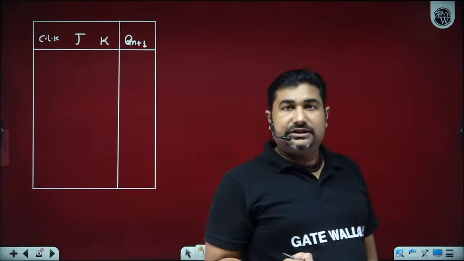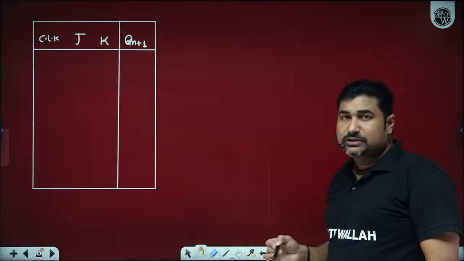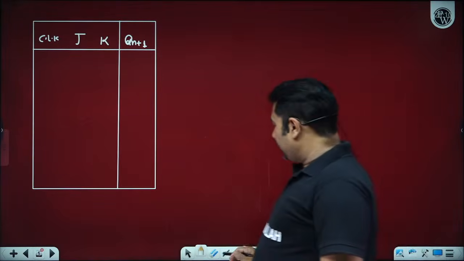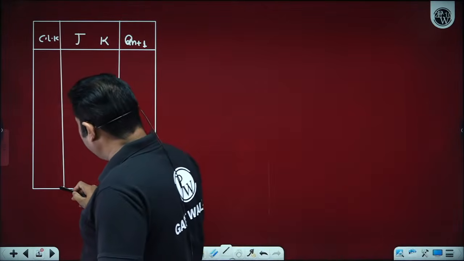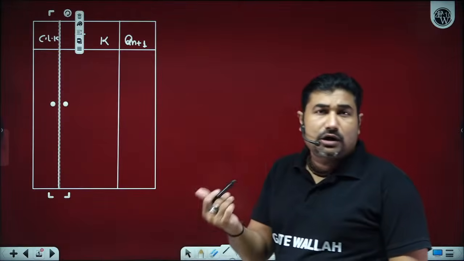I need your attention, beta ji. Please observe, everyone please observe very carefully. Now with a clock, how many possibilities? Either the clock is low or the clock is high.